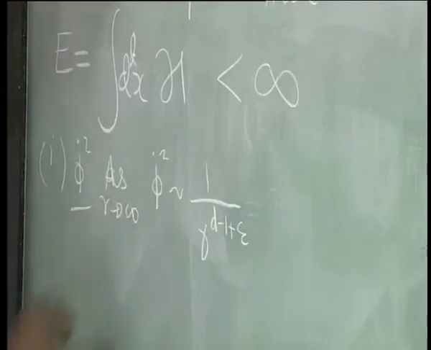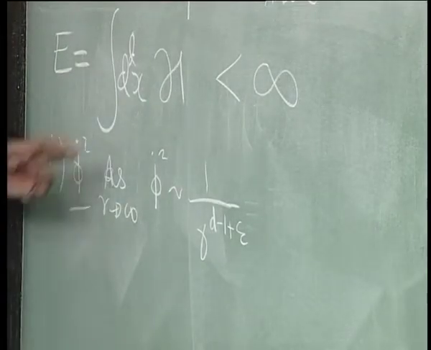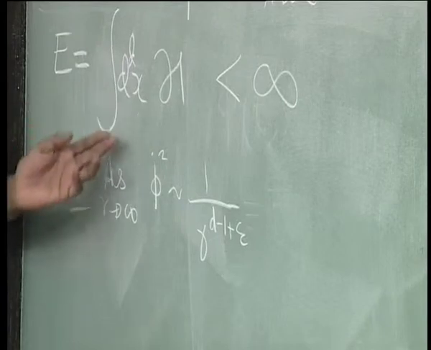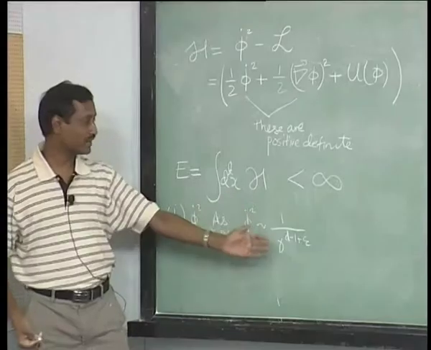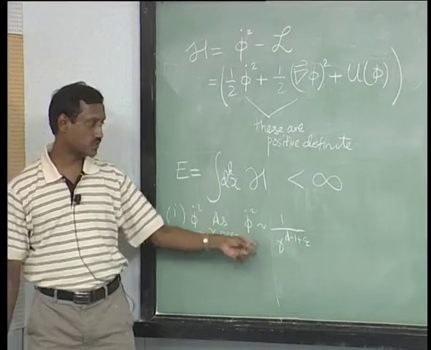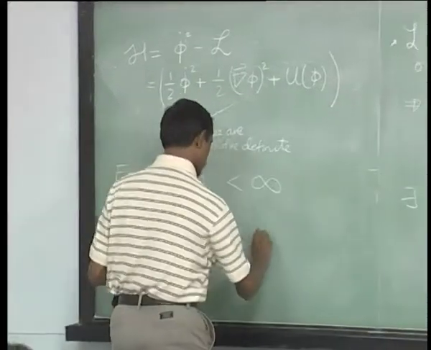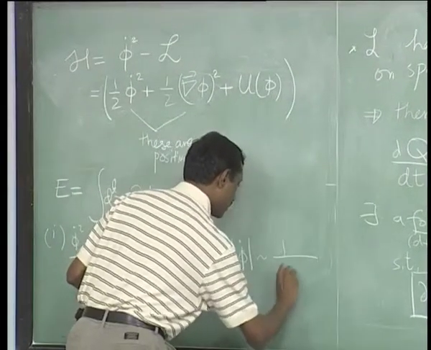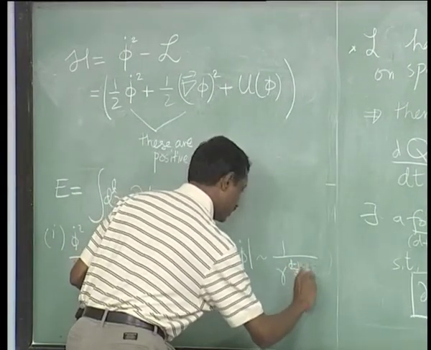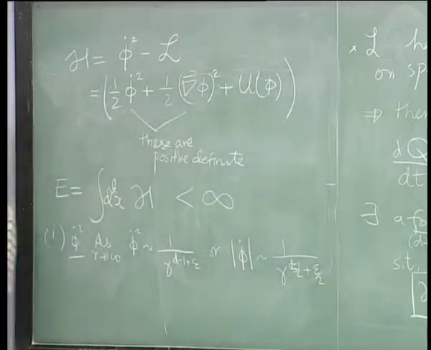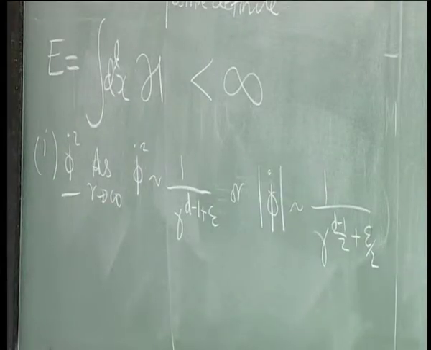Okay. Only then is this integral finite; at least it is a necessary condition. It's not sufficient. If phi dot blows up somewhere in some finite region, that would be a problem at least, but I am just worrying about the conditions at spatial infinity. Phi dot squared should go like this, or we should say that the magnitude of phi dot should go like 1 by r to the power (d minus 1)/2 plus epsilon/2, but I can just leave it like this. Epsilon is some positive number, so it should at least fall off like this. It can fall off faster than this.